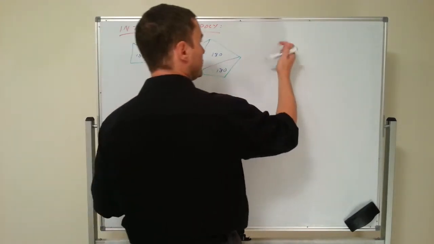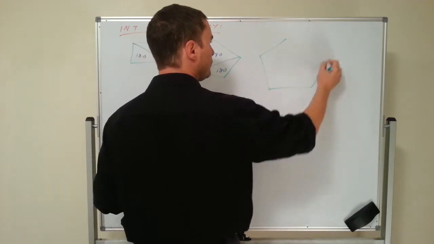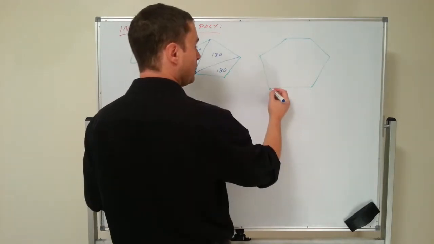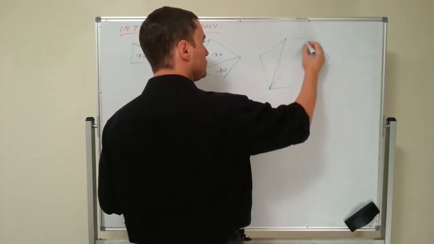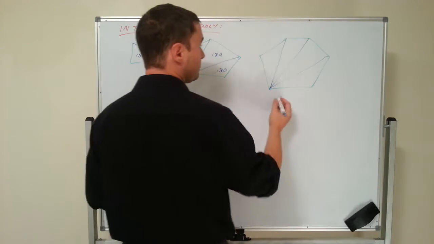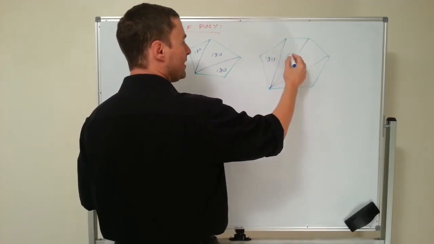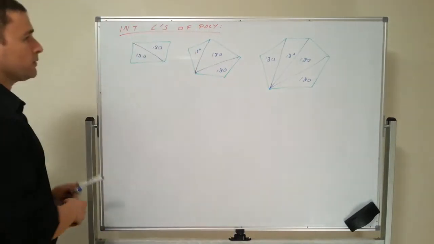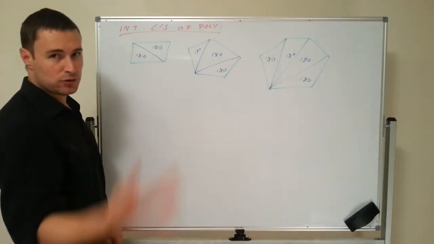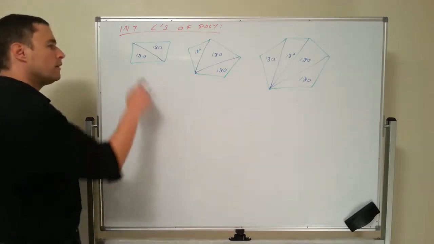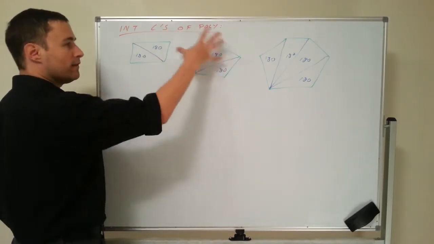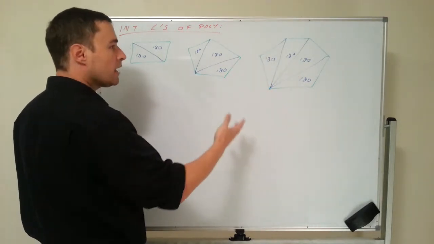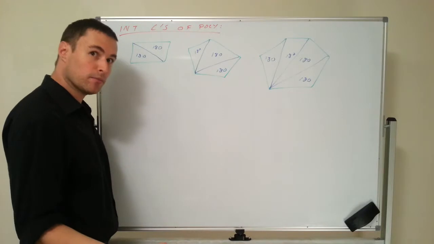So let's just extrapolate to a hexagon. 1, 2, 3, 4, 5, 6. Okay, and again, now with a hexagon, I can do 1, 2, 3, 4 triangles: 180, 180, 180, 180. Okay, so this is what we saw. We draw it out, and we see we can break them up into triangles. Now look at the pattern here: 4 sides, 2 triangles; 5 sides, 3 triangles; 6 sides, 4 triangles. So each time there's 2 triangles less than the number of sides.